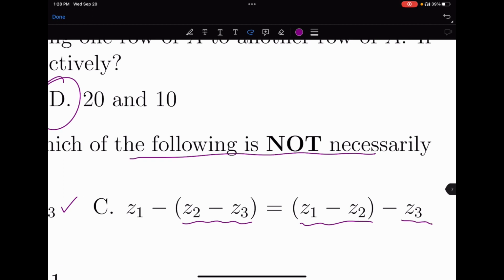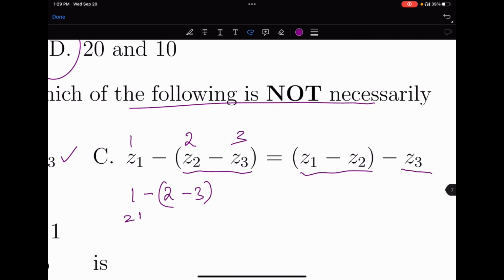This is the associative property but for subtraction. But we know that this does not hold. To give an example, if I take z1 to be 1, z2 to be 2 and z3 to be 3, what do I get? I get 1 minus 2 minus 3. Here it is (1 minus 2) minus 3, which is negative 1 minus 3... sorry, for the left-hand side: 1 minus (2 minus 3) is 1 minus negative 1, that is 2. So the left-hand side is 2.